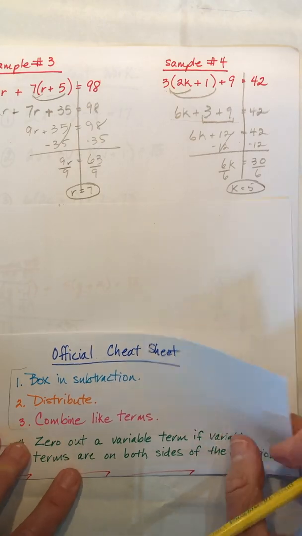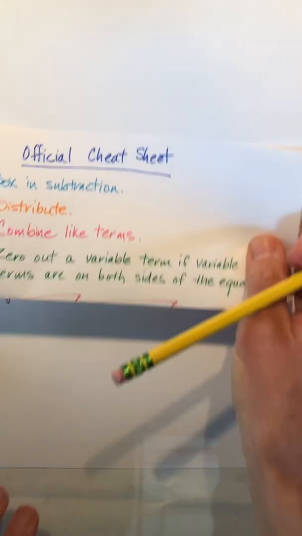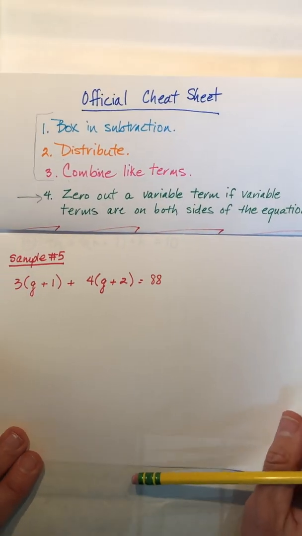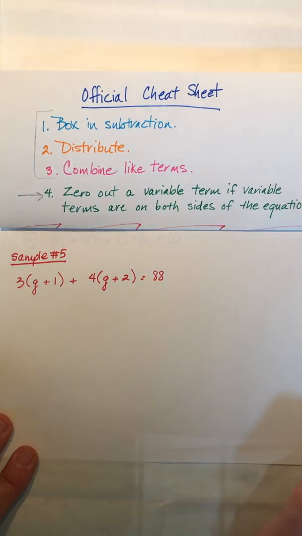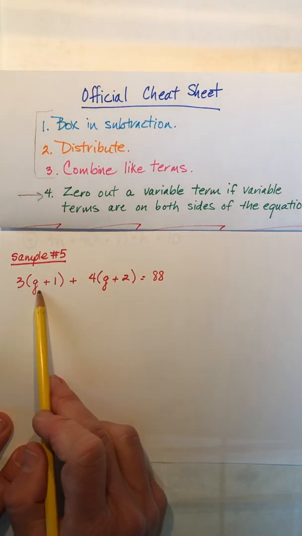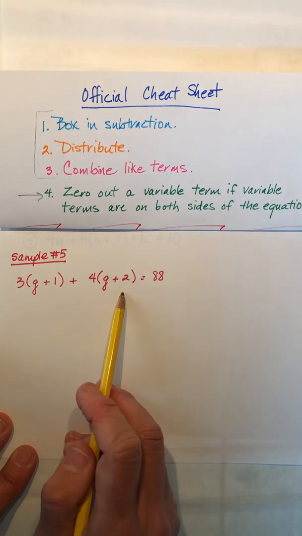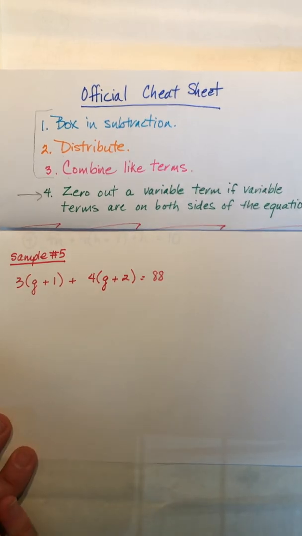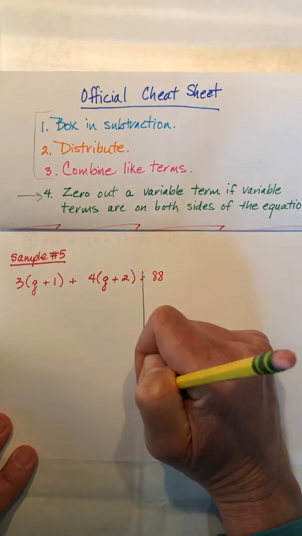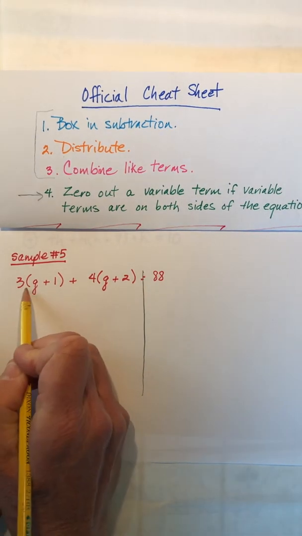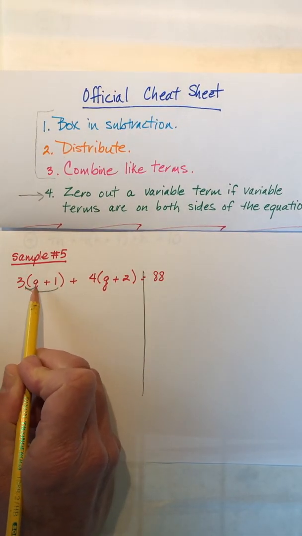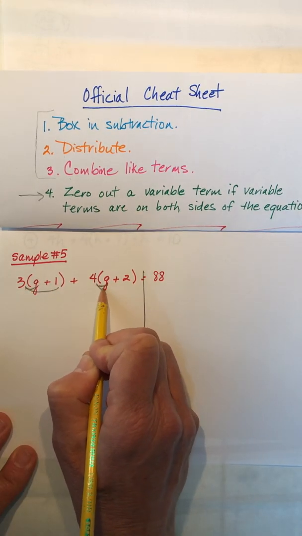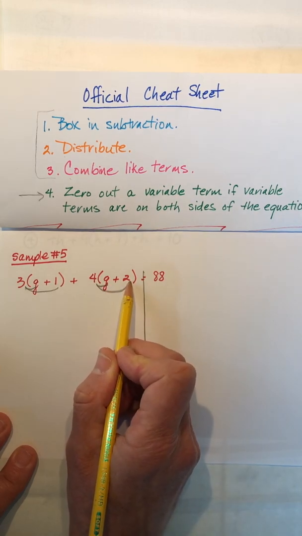All right, one last example. And here it is. Okay, this one's a little weird. Let me scooch this over. This one's a little weird because, as you can see, we will be distributing twice in this problem. So, let me start with boxing in subtraction. Nope, none of that. So, this 3 only distributes to what's in this set of parentheses right here. And this 4 only distributes to the g and the 2 inside those parentheses.